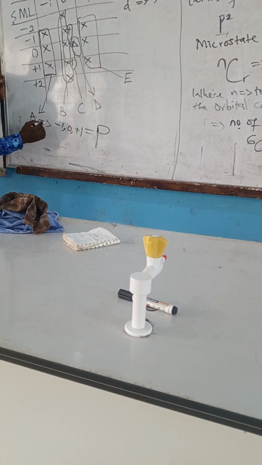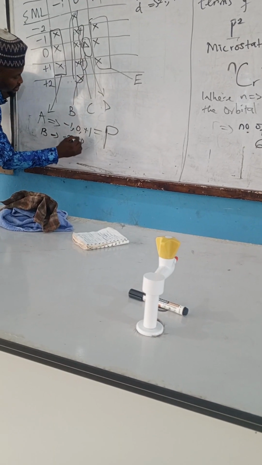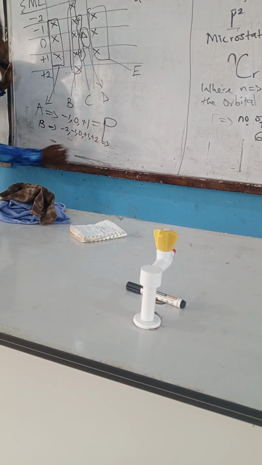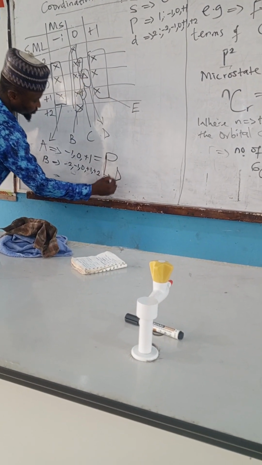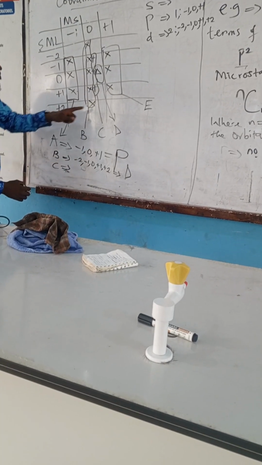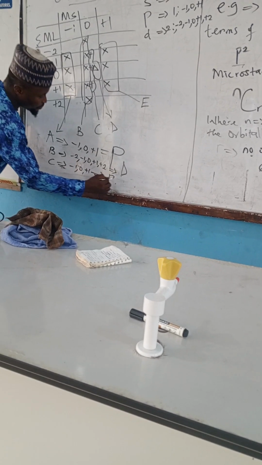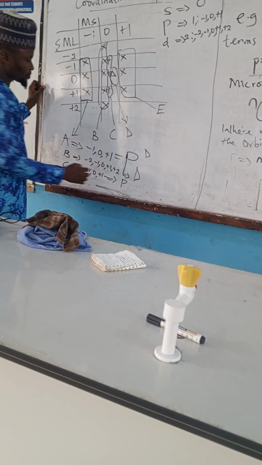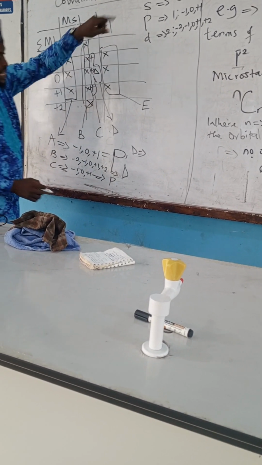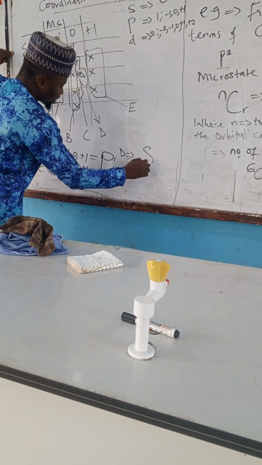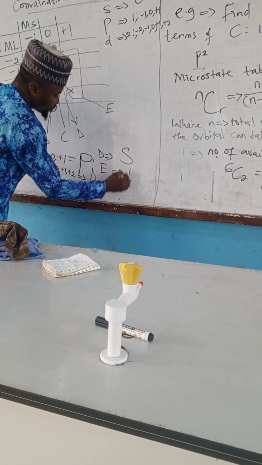For B, it is from -2, -1, 0, +1, +2, and that is G. For C, we only have 3: -1, 0, +1. That is another P. For D, we have just 1. That is S, capital letter. For E, -1 to +1. That is P.